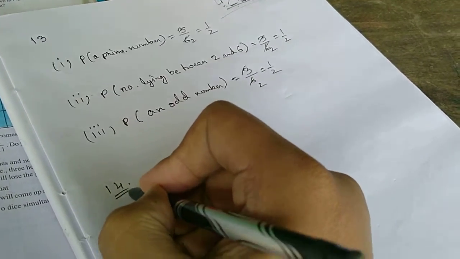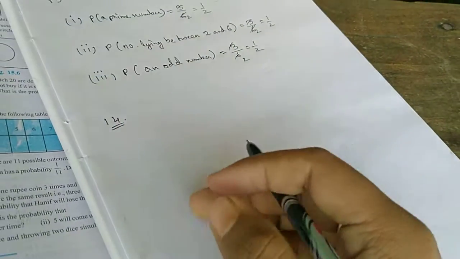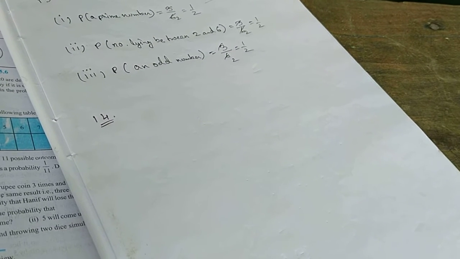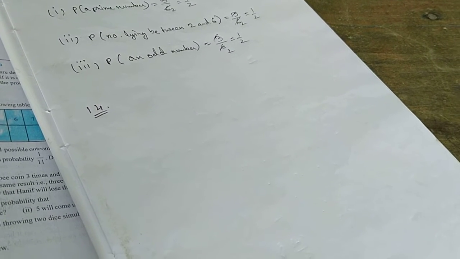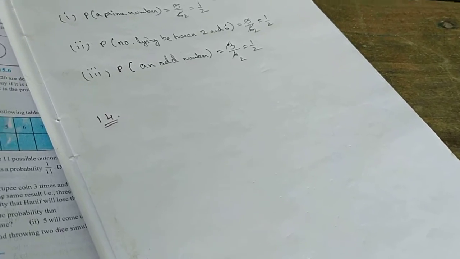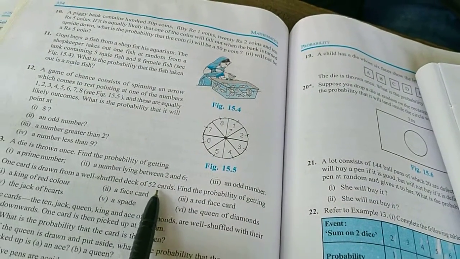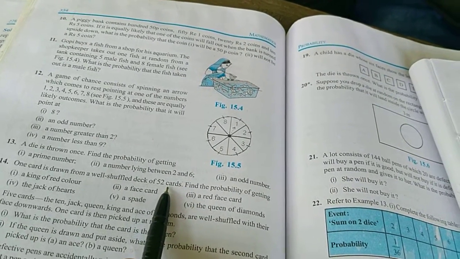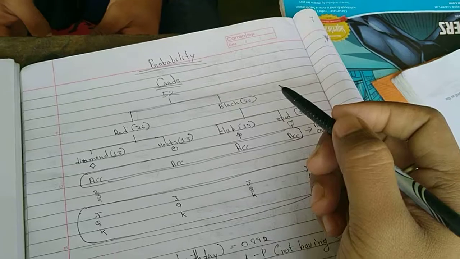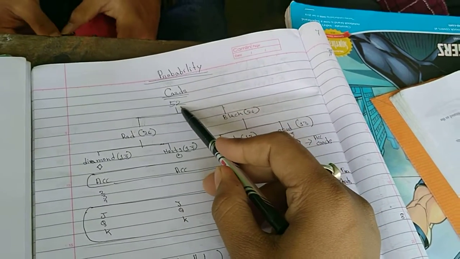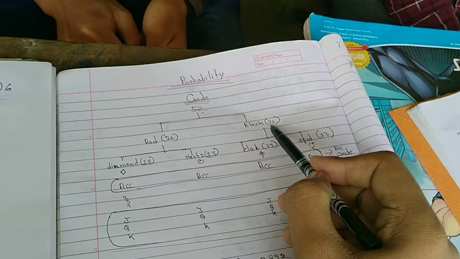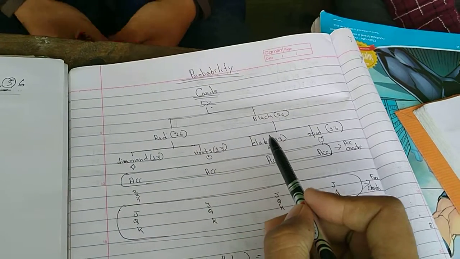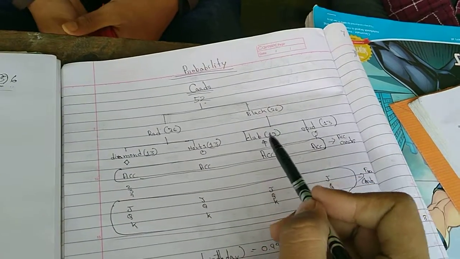Now number 14. You have to see a well shuffled deck of 52 cards. If you remember, I have given you one table for cards. 52 cards are there. Out of that, 26 are red and 26 are black. In the red 26, 13 are diamonds and 13 are hearts, and the black 26 also have 13 each, that is club and spade.